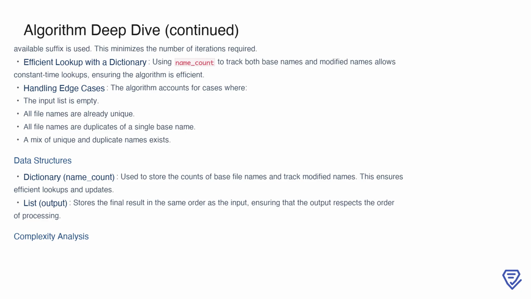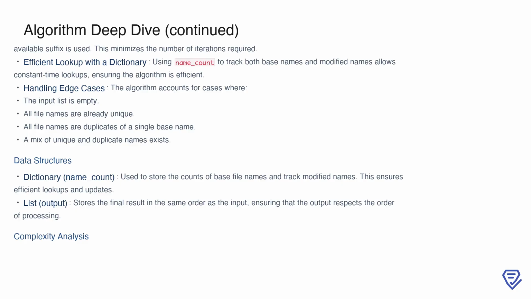By incrementing k step by step until a unique name is found, we ensure that the first available suffix is used, minimizing unnecessary iterations. Additionally, the use of a dictionary for name_count allows us to perform constant time lookups and updates, which is crucial for maintaining efficiency as the input size grows. The algorithm is also designed to handle various edge cases. For example, it works correctly when the input list is empty, when all file names are initially unique, or when there's a mix of unique and duplicate names. It even handles extreme cases where all file names are duplicates of a single base name.